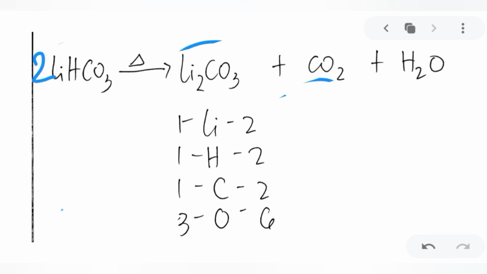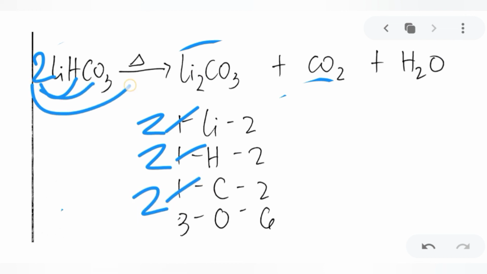So, to balance this one, let us check again. How many pieces of lithium? For the reactant side, we have 2 pieces. For hydrogen, that is 2 pieces as well. For carbon, that is 2 pieces as well. And then for oxygen, that is 2 times 3, that is 6. So therefore, this is now a balanced equation.